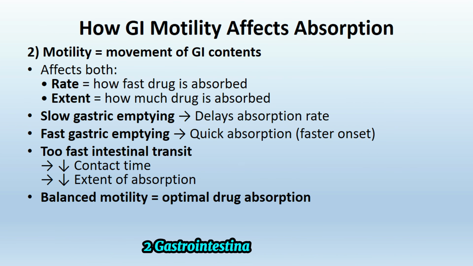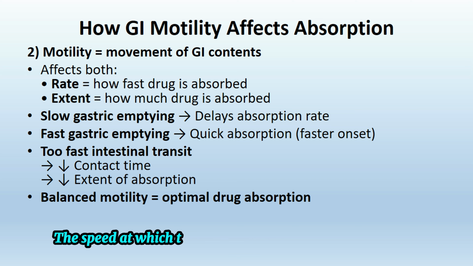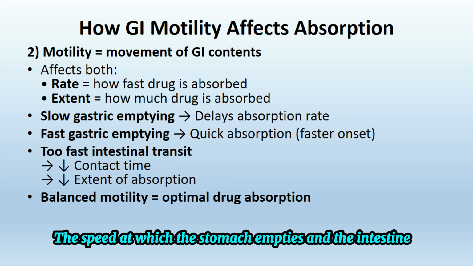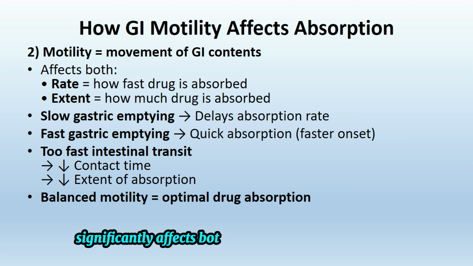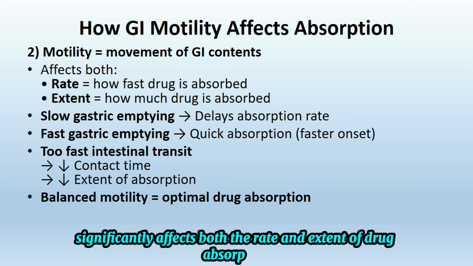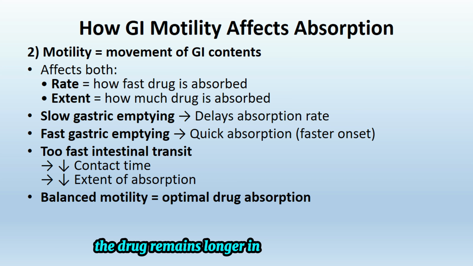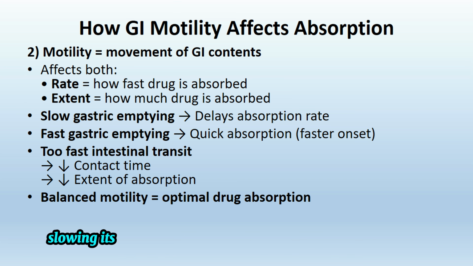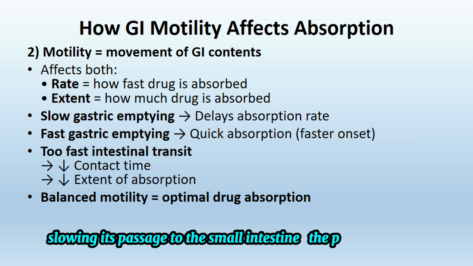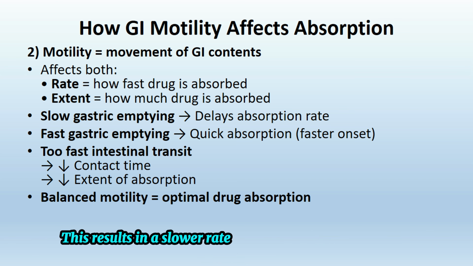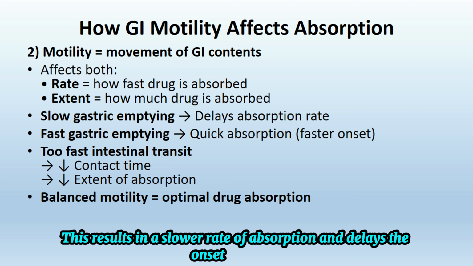2. Gastrointestinal motility. The speed at which the stomach empties and the intestines move significantly affects both the rate and extent of drug absorption. When stomach emptying is delayed, the drug remains longer in the acidic stomach, slowing its passage to the small intestine, the primary site of absorption. This results in a slower rate of absorption and delays the onset of action.